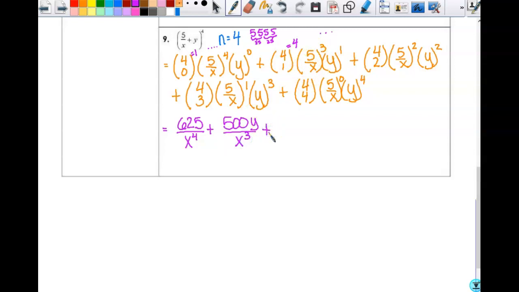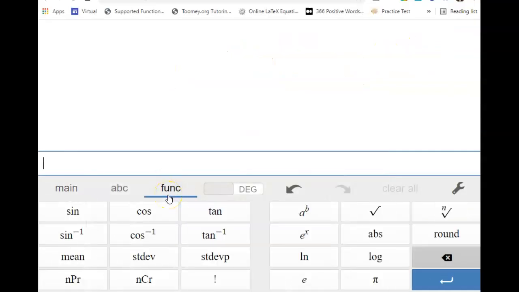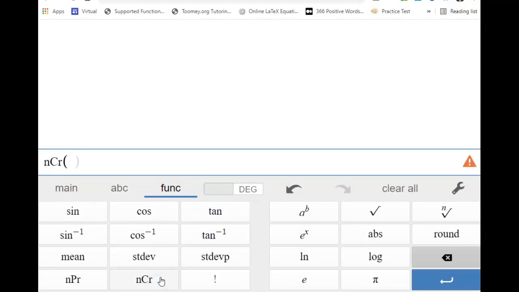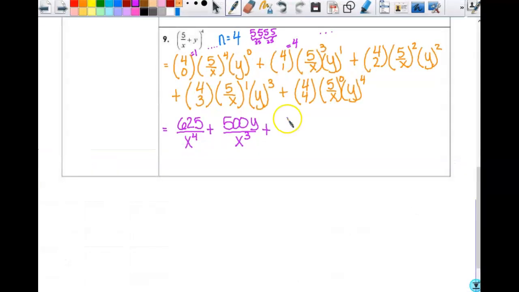So then, I have a combination of 4, 2 times 5 squared. So now I can go to my calculator. I'll do my combination, so I don't have to think too hard. 4, 2 times that 5 squared, which is just 25, and I get 150. So my number is now 150. Let's see, I've done this one and this one. 150, and I have a y squared, and I still have x squared in the denominator.